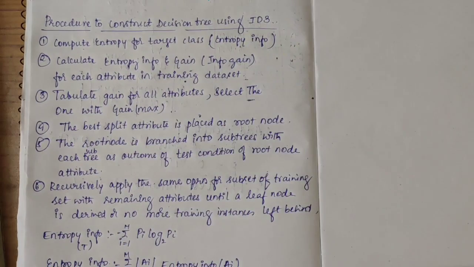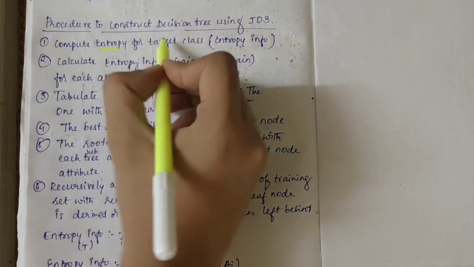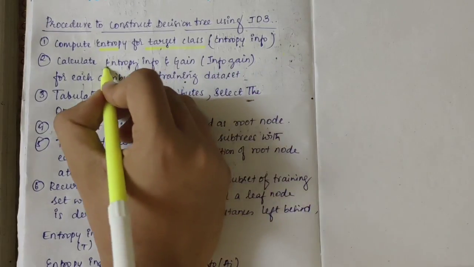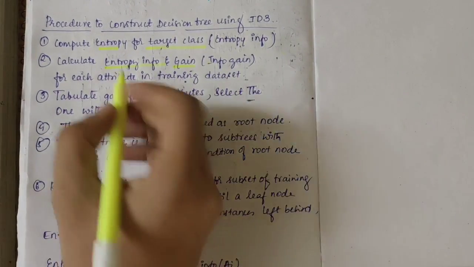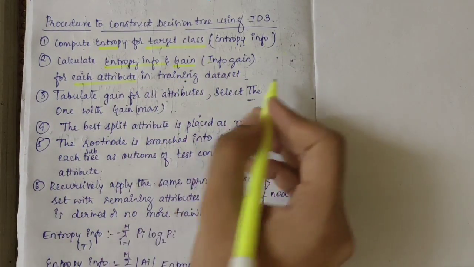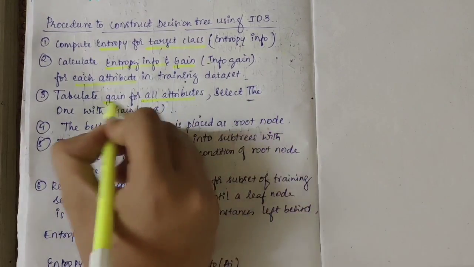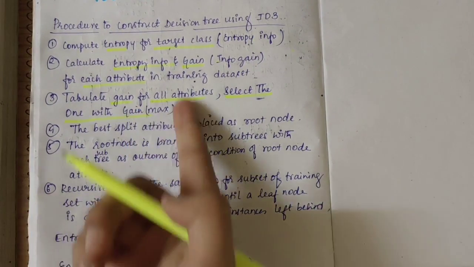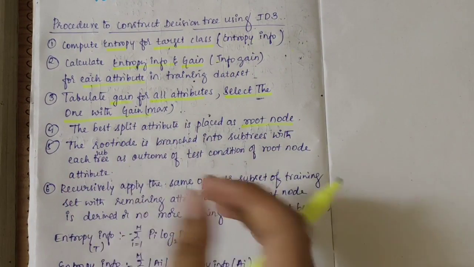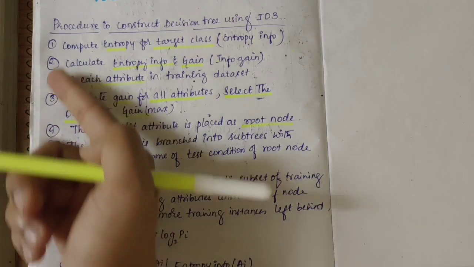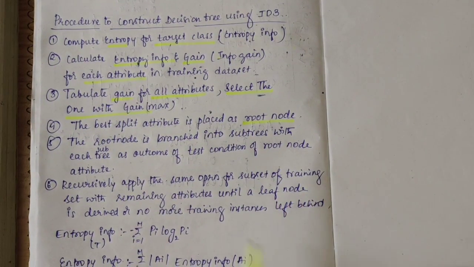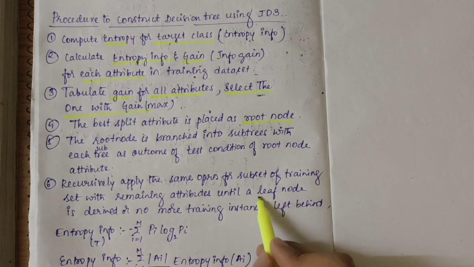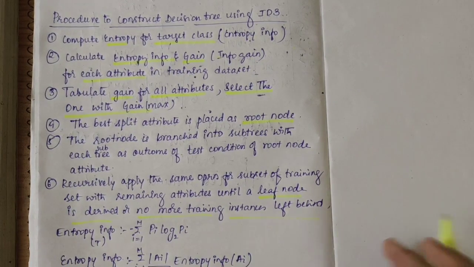The procedure to construct a decision tree using ID3 is, first, compute the entropy for the target class, entropy of T, and then calculate the entropy info and info gain for each attribute in the training dataset. After that, we tabulate the gains of all the attributes and select the one with maximum gain. The one with maximum gain becomes the root node, followed by which subtrees are constructed. Steps 3 to 1 keep repeating until we encounter a leaf node. Recursively apply the same operation for subsets of the training set with the remaining attributes until a leaf node is derived or no more training instances are left.